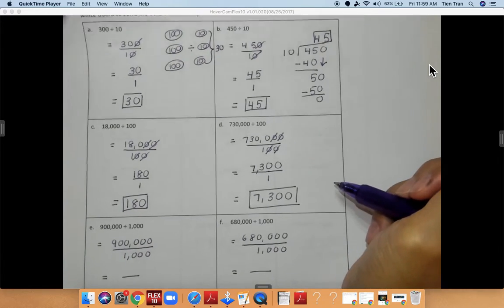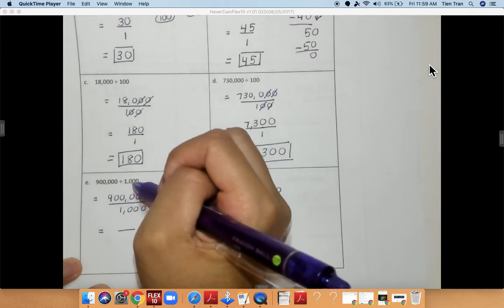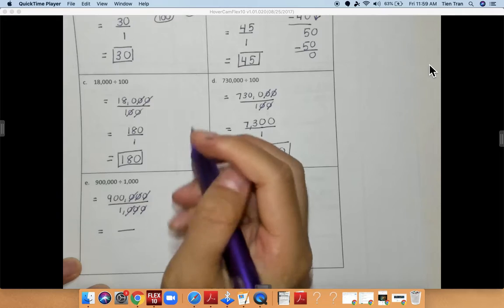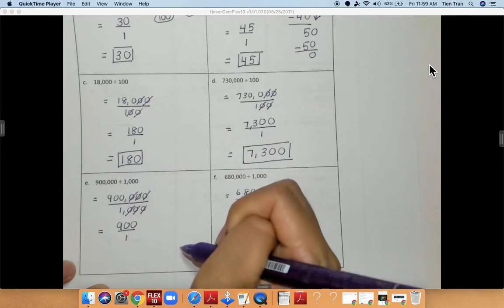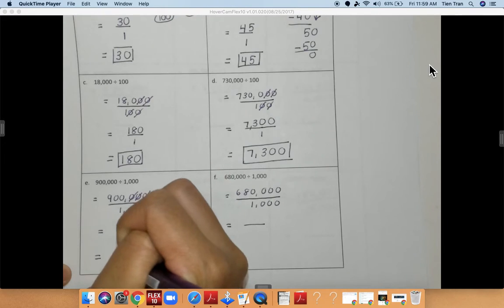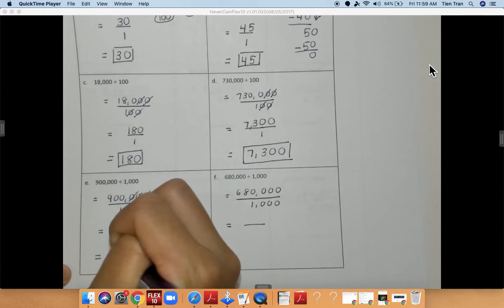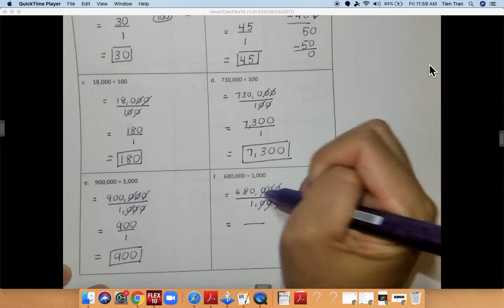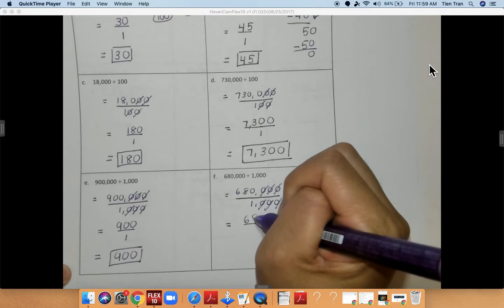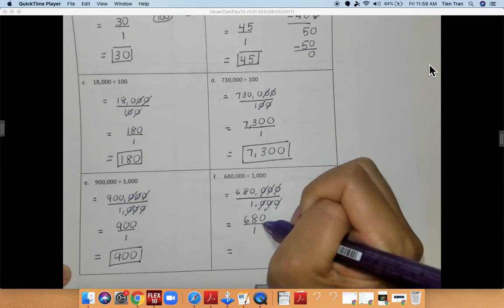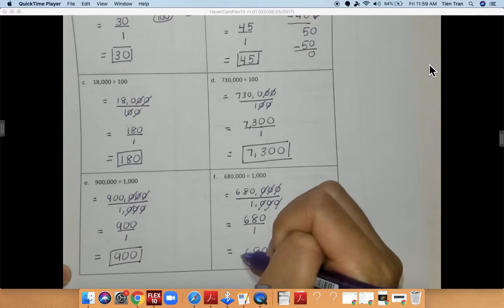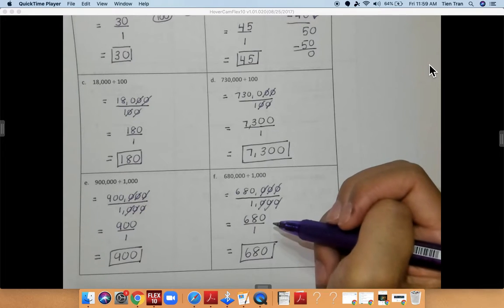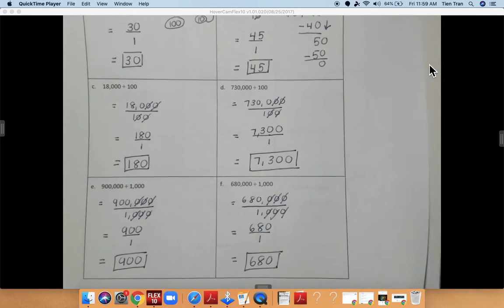Okay, now for problem E. I have 900,000 divided by 1,000. I have 3 zeros at the bottom. That means I can cross off 3 zeros at the top. So I have 900 divided by 1. 900 divided by 1 is equal to 900. Over here, I have 3 zeros at the bottom, so I can also cross off 3 zeros at the top. So I have 680 divided by 1. 680 divided by 1 is equal to 680, because any number divided by 1 is going to give you the number itself. So 680. Make sure you're turning to the next page.